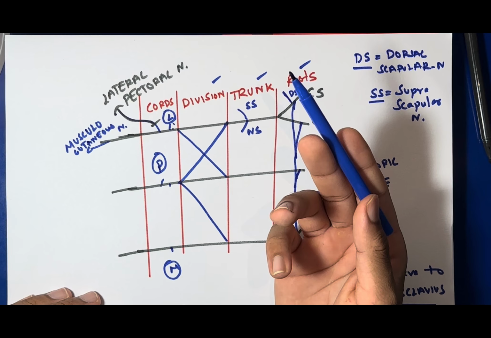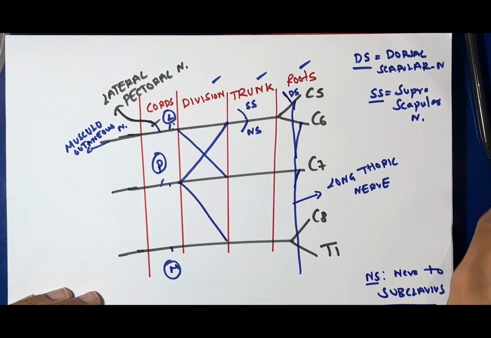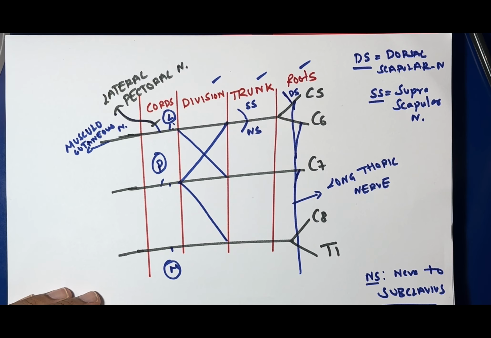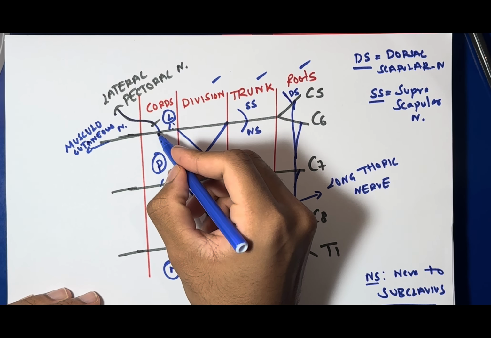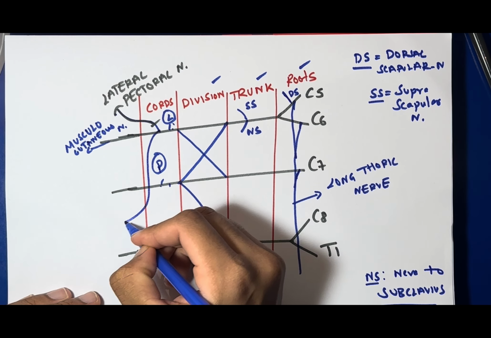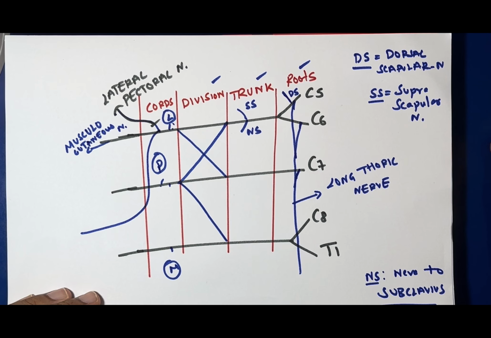You have seen the branches of the lateral cord. That's it. There's one more branch coming up. So remember, lateral root of median nerve. What is this?